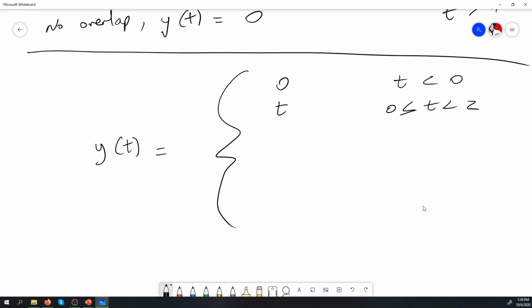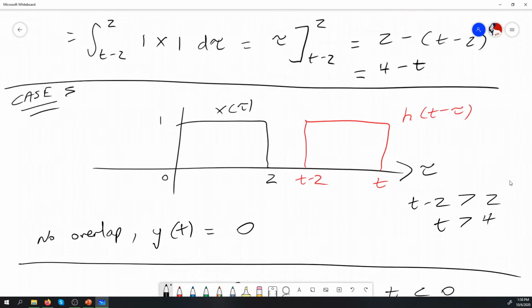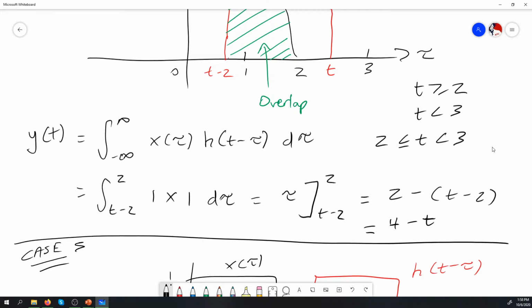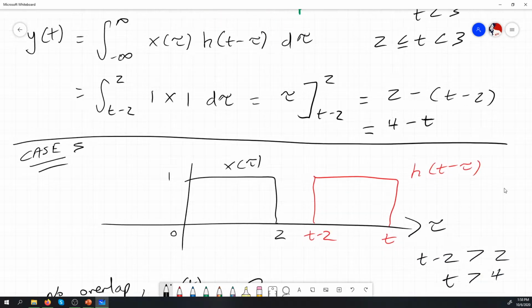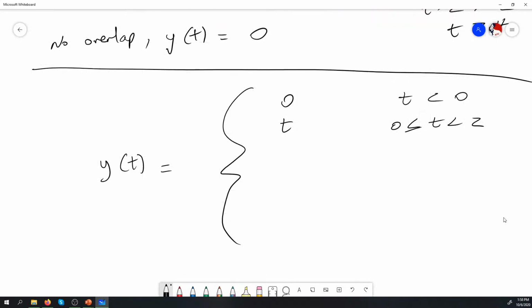And we saw for the next time range here, 2 less than or equal to t less than 3 for case 4, we had a resultant equation being 4 minus t. 4 minus t, 2 less than or equal to t less than 3.